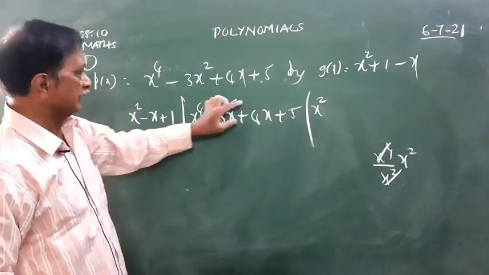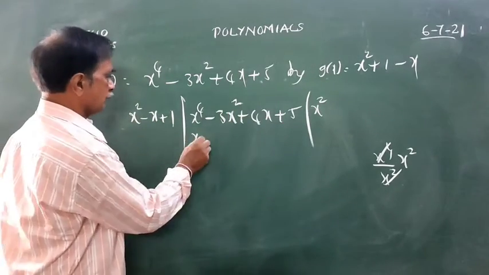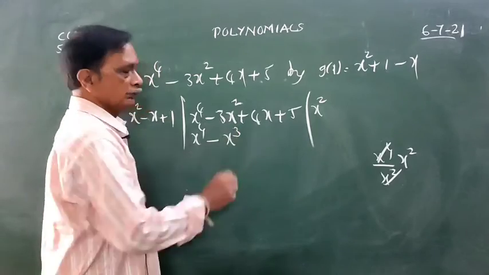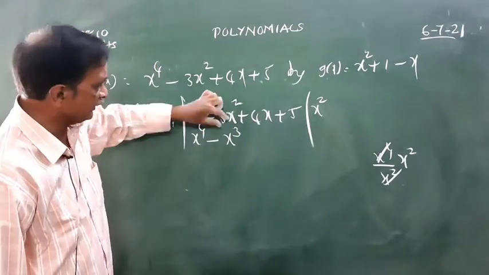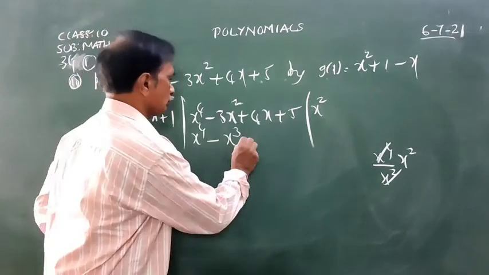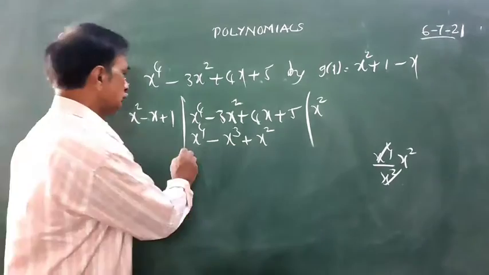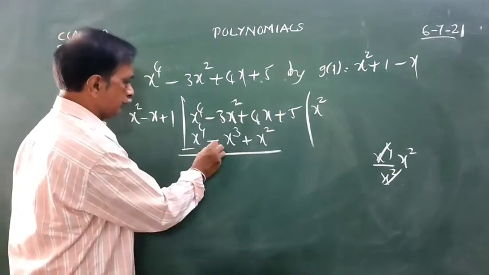Multiply this divisor by x square and write the product under the dividend. X square into x square, x power 4. X square into minus x cube. Even though we don't find the term containing x cube in the dividend, we write minus x cube here. No problem. X square into 1, x square. Now subtract. While you are subtracting, you have to change the symbols of the second polynomial. Minus plus minus.